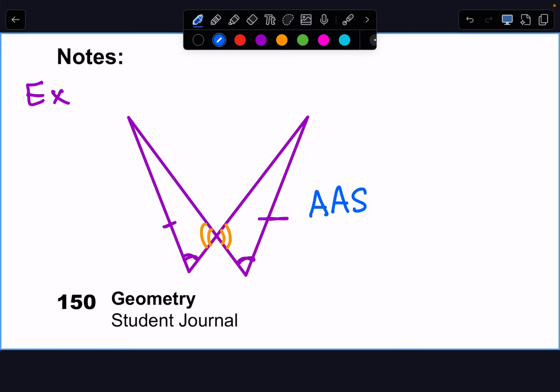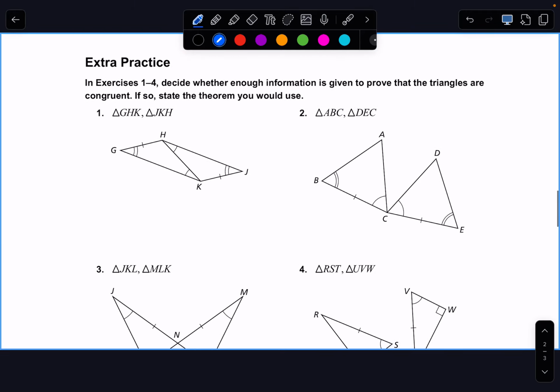Hey guys, I can't hear. It wouldn't work if ASA didn't work. Okay, say that again. The only reason this would work is because it uses that. Pretty much, yes. Okay, if two angles are congruent in a triangle, what has to be true about the third? They're congruent. Okay.